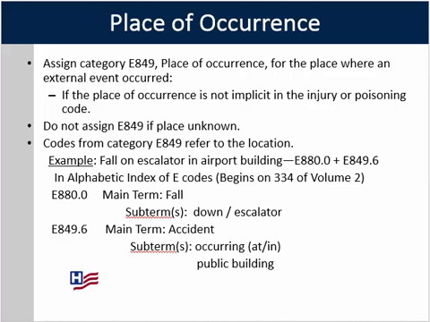When looking up place of occurrence codes in the E-code alphabetic index, refer to the main term accident, subterm occurring at or in, then the location. In the example shown here, the subterm for location would be public building.